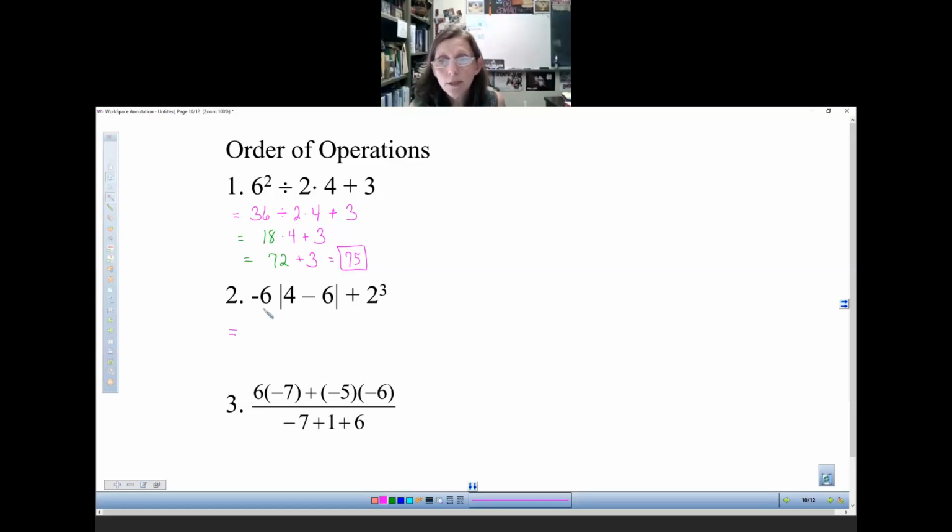All right. Next problem. So in this one, I don't have a parentheses, but I have an absolute value. And my absolute value is going to be treated just like I would a parentheses. So the first thing I need to do is to take care of what's inside my absolute value. I'm also going to take care of my exponent because I've got a parentheses kind of thing and an exponent. So I have negative 6 times the absolute value of, what is 4 minus 6? Well, 4 minus 6 is going to be a negative 2. So I have negative 6 times the absolute value of negative 2. And then I have plus, and I have 2 to the third power, which is 8.